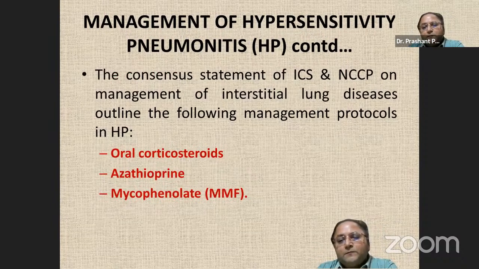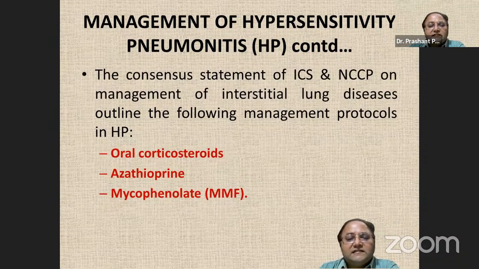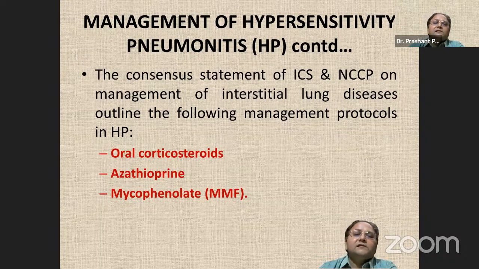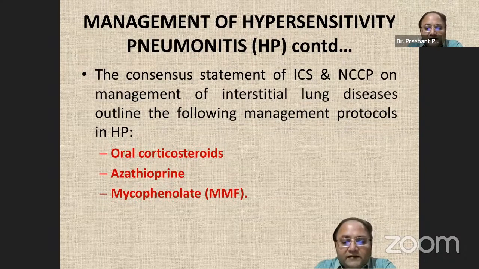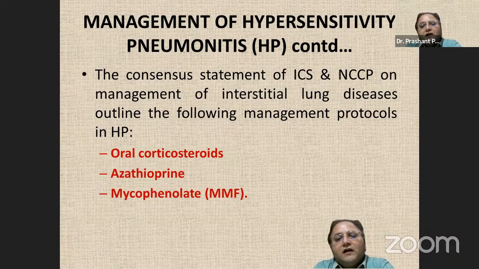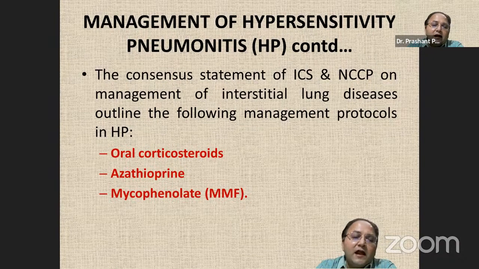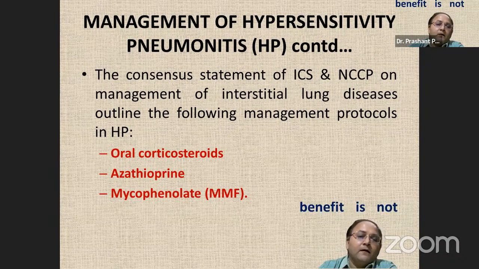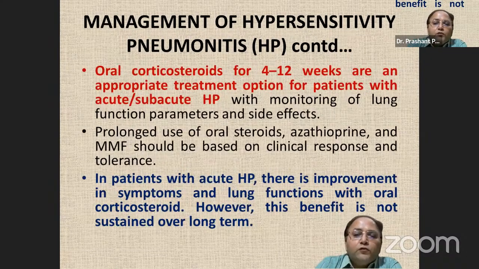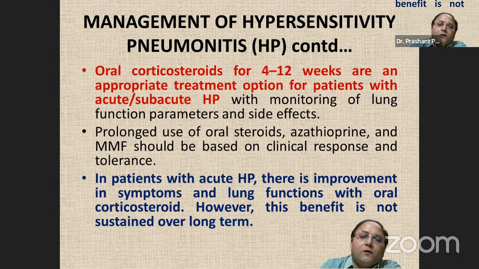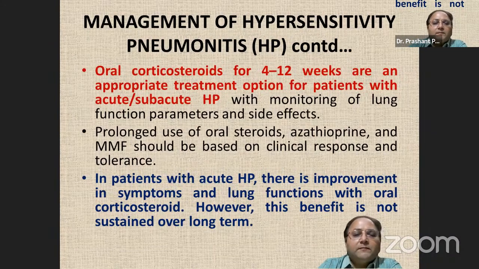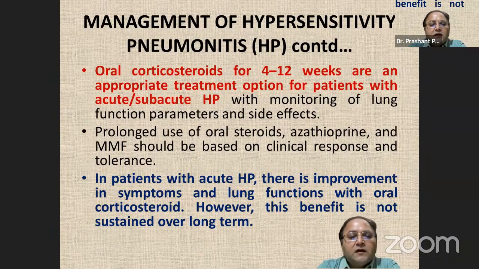The consensus statement of Indian Chest Society and NCCP, what does it state? Well, 3 drugs have been outlined for the management of HP, and that is oral corticosteroids, azathioprine, and mycophenolate. Oral corticosteroids for 4 to 12 weeks are an appropriate treatment option for patients with acute or subacute hypersensitivity pneumonitis. Prolonged use of oral steroids, azathioprine, and mycophenolate should be based on clinical response and tolerance.